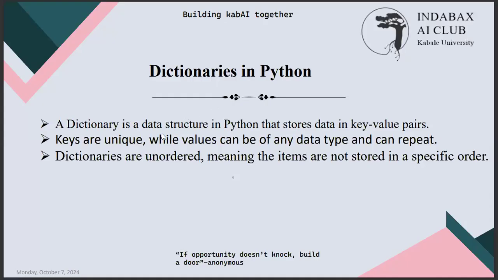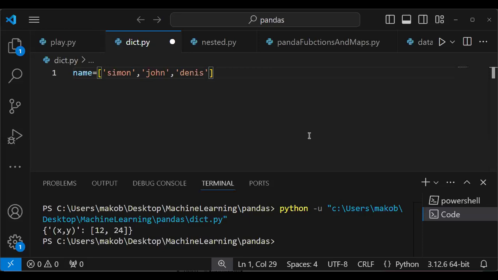In the case of a dictionary, the data are stored in key value pairs. You have a key and then a value assigned to that key. We shall see what a key means. And then we're saying keys are unique, while values can be of any data type and can repeat. The values for a dictionary are similar to the items in a list. Like you can see here, I can have these names repeating. I can have even Simon again here, and it is okay.